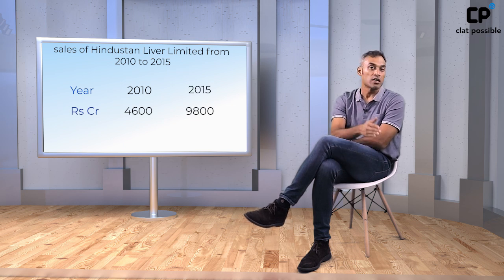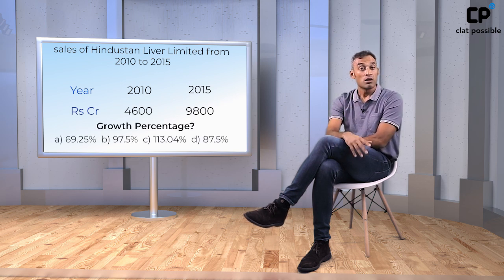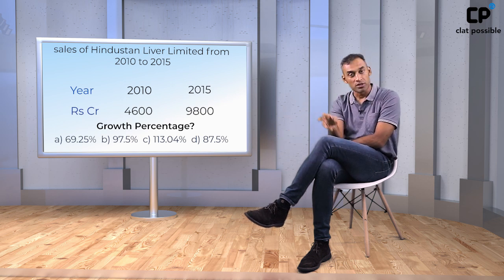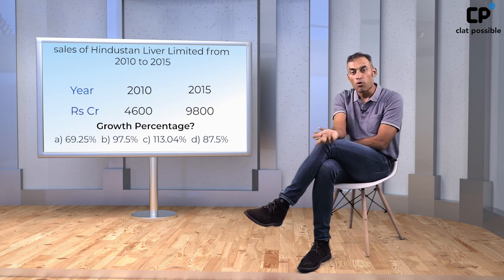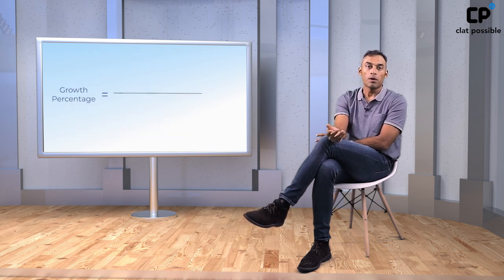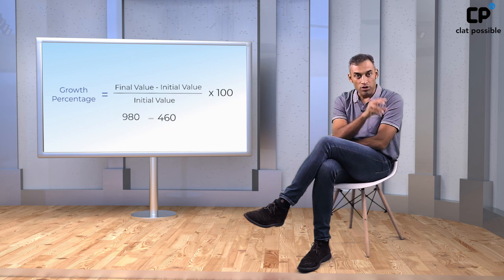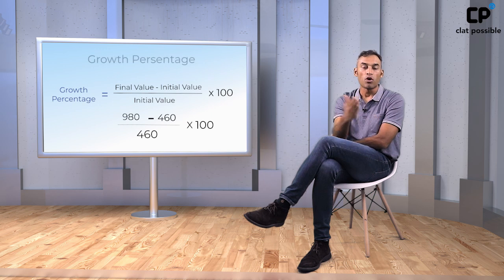become 9,800 crores. The questions that can be asked could be, what is the overall growth percentage? What is the simple annual growth percentage? What is the compounded annual growth percentage? So how do we calculate these? Now in this case, one method is definitely what we have learned in school, that we do a percentage change, which is final minus initial upon initial into 100. So in this case, it will be 980 minus 460 upon 460 into 100, right? So this is one way of doing the question.